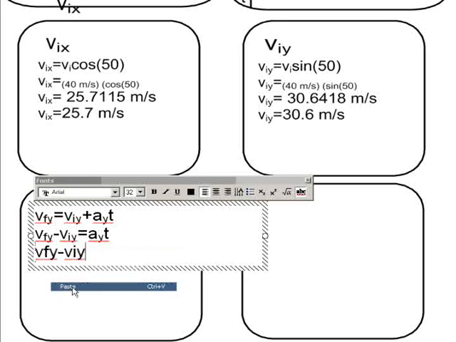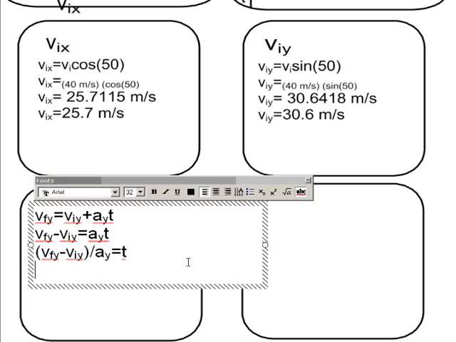So here I have subtracted VIY from both sides, and now I'm going to divide by AY in a second, so that I'll be left with an equation that gives me an answer that's going to be equal to t. Okay, so I'm going to divide by A sub y, and that is going to be equal to t, the time. Now the first one I'm going to show you is going to be equal to our total time.